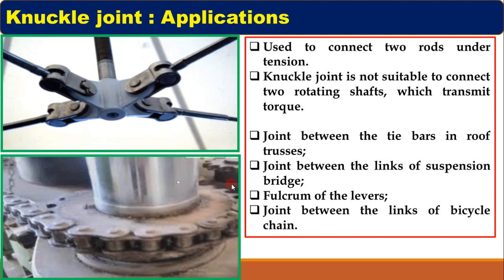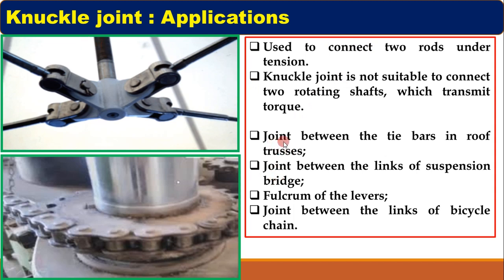The last application is the joint between the links of a bicycle chain. This picture shows the bicycle chain. Here you can see it has two ends which act like a fork, and it has another element at the center which acts like an eye, and this is the pin which is inserted through the common hole of these two fork ends and one eye end. In this way we can say that there are a number of applications of the knuckle joint.